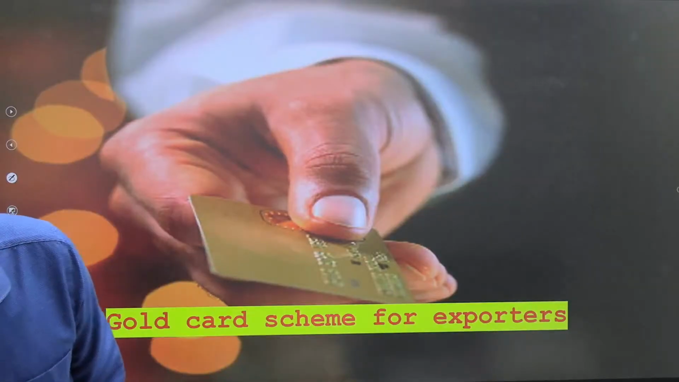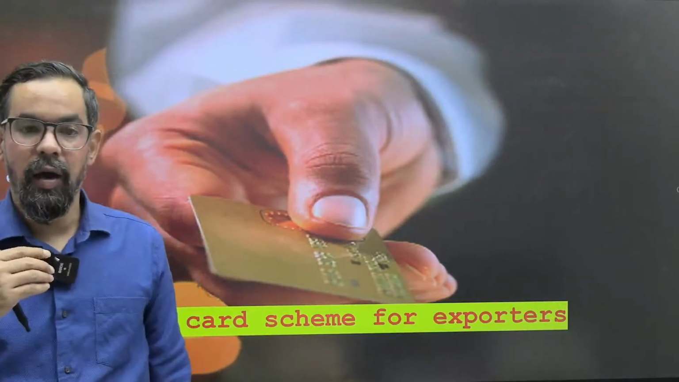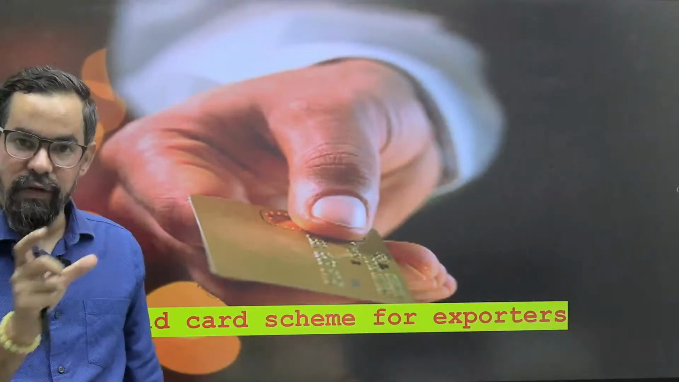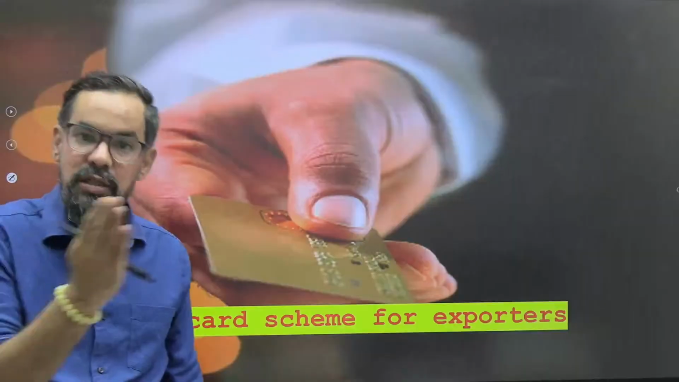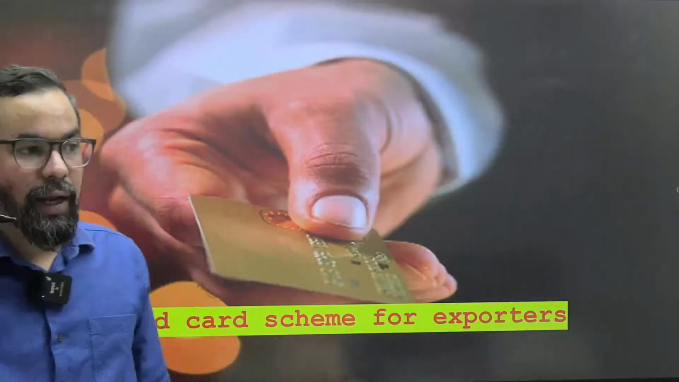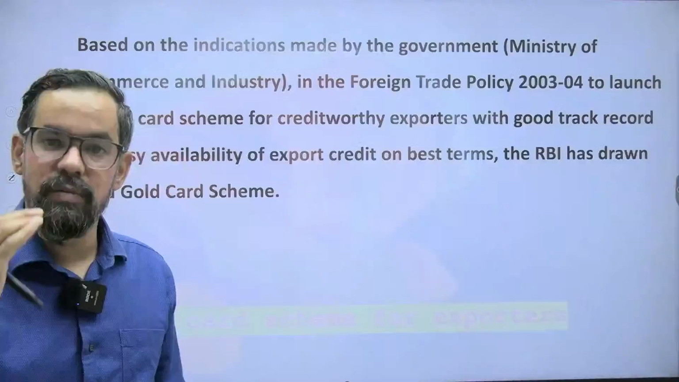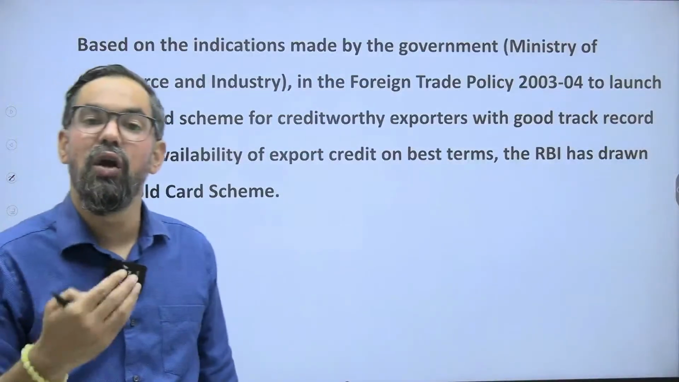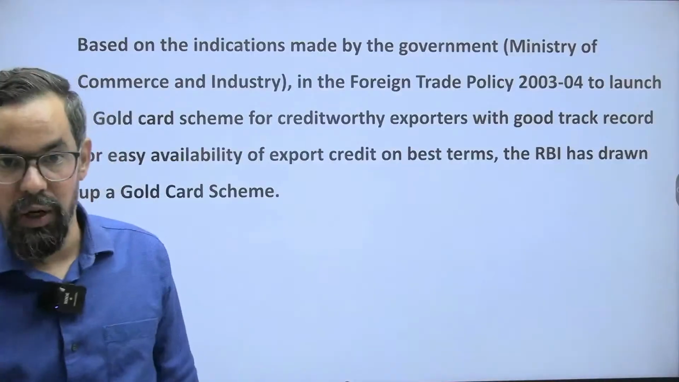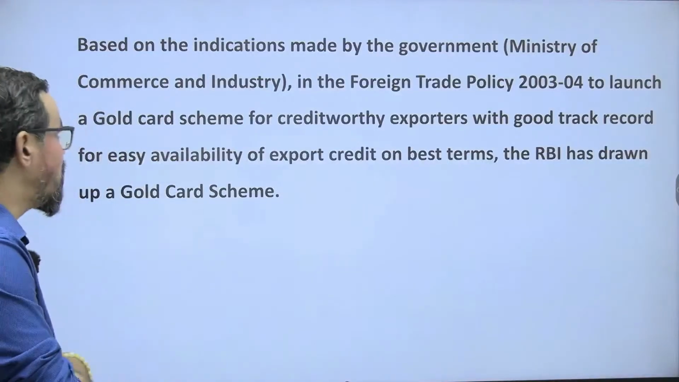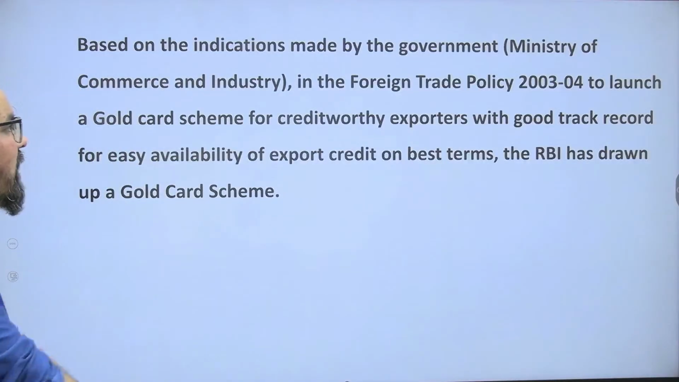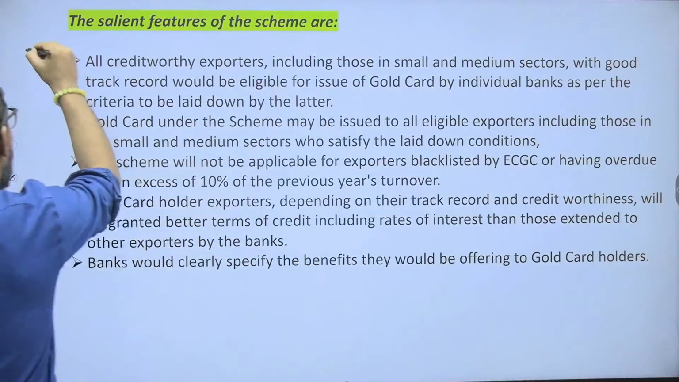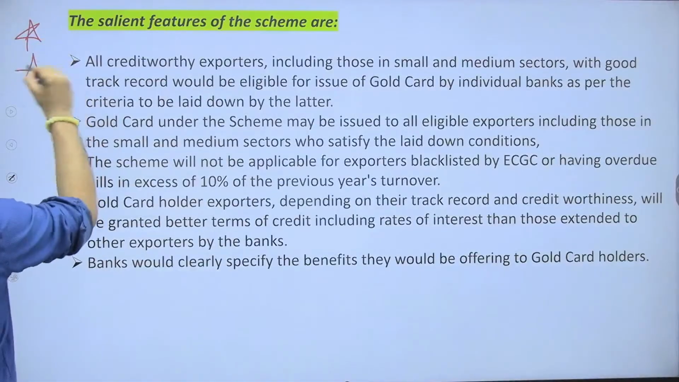So basically they get some sort of concession, like rate of interest at a lower rate, they get a fast approval process and all. So somewhere, if you are a good exporter, you'll get some sort of benefit from our banks. And nowadays banks generally offer some additional services on this gold card also. Okay? So based on the indication made by the governments and all, this is the one. Okay? So basically this is a very important area. Again, very important for all of us.